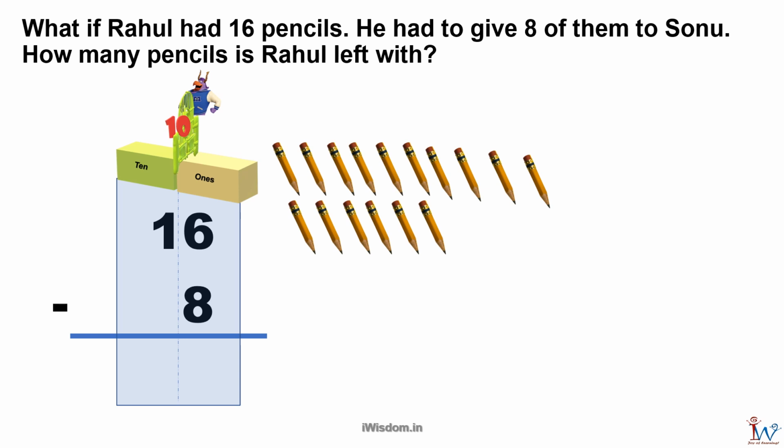Now you strike off 8 to be subtracted from the available ones: 1, 2, 3, 4, 5, 6, 7, and 8. Then count what remains: 1, 2, 3, 4, 5, 6, 7, and 8. So you are left with 8 ones, and there are no tens. So 16 minus 8 is equal to 8.